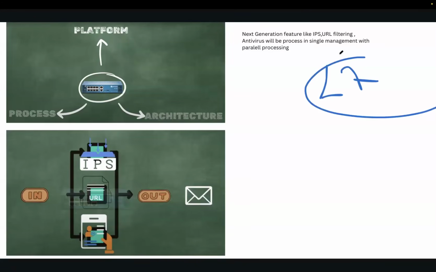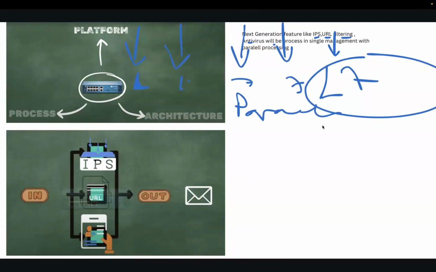All L7, for example IPS, URL filtering, antivirus, everything, is managed by a single management, with parallel processing. For example, if one session requires L7 inspection, and multiple sessions require L7 inspection, all will be done in parallel.